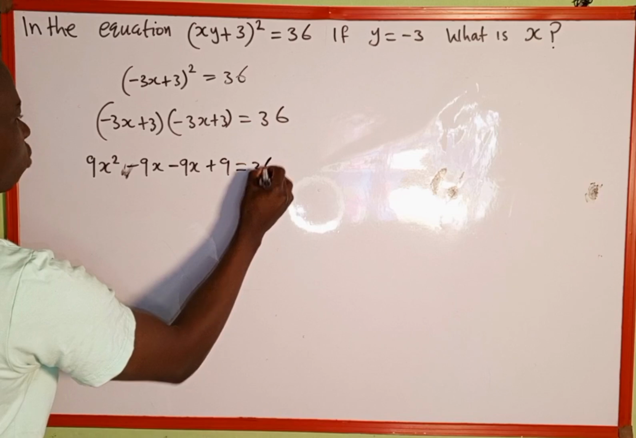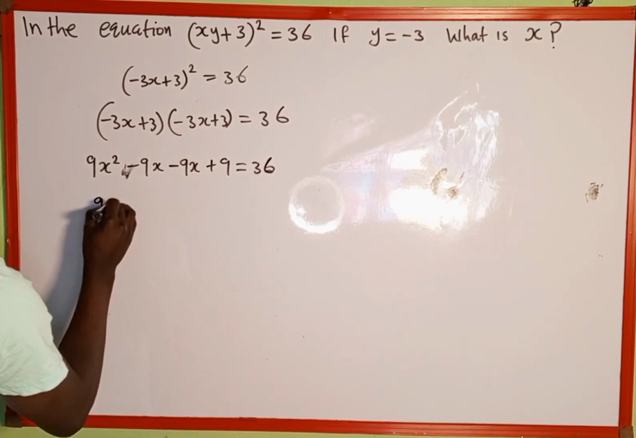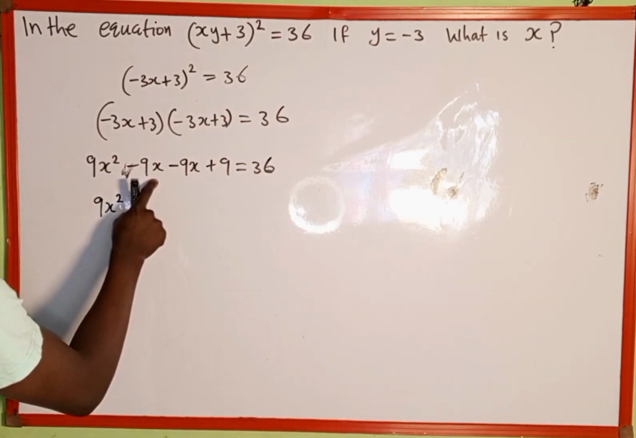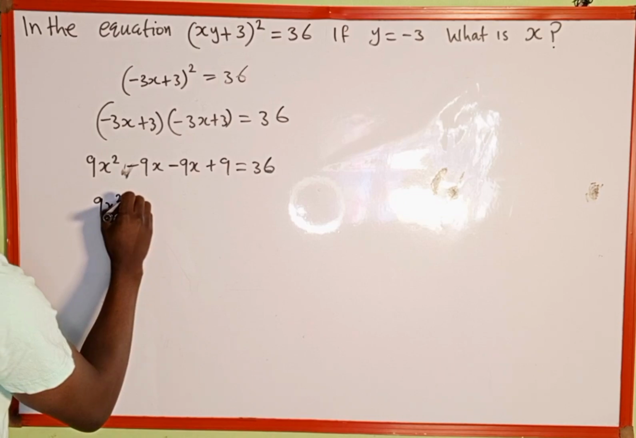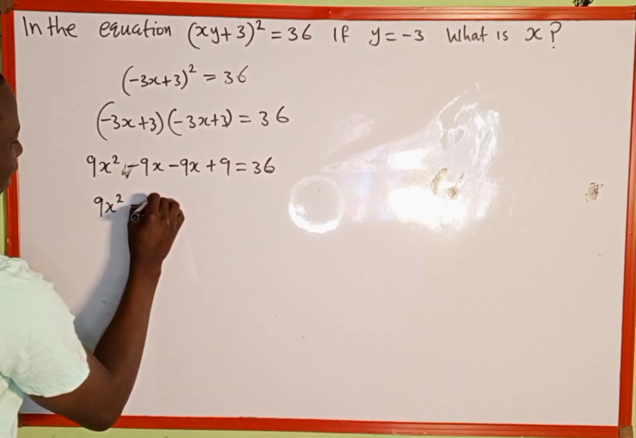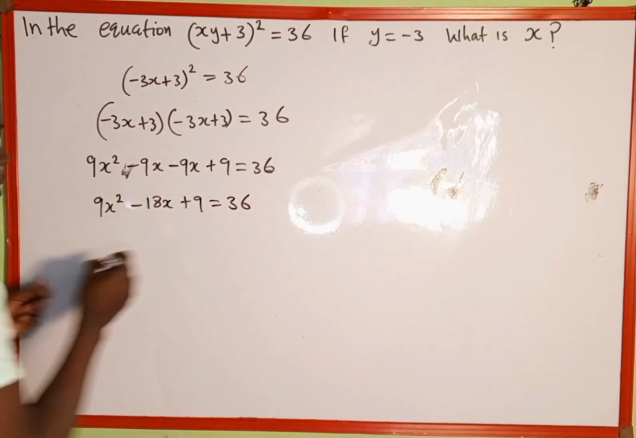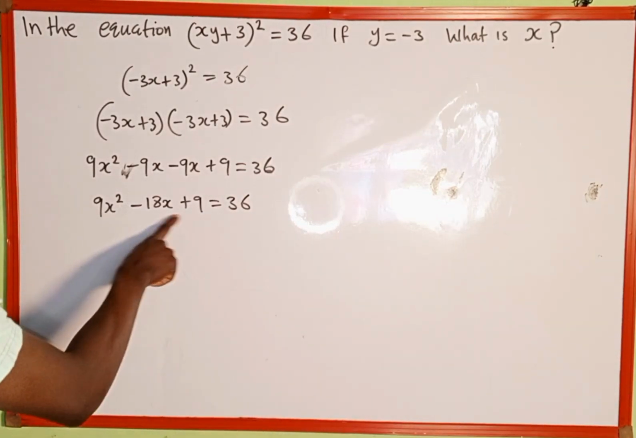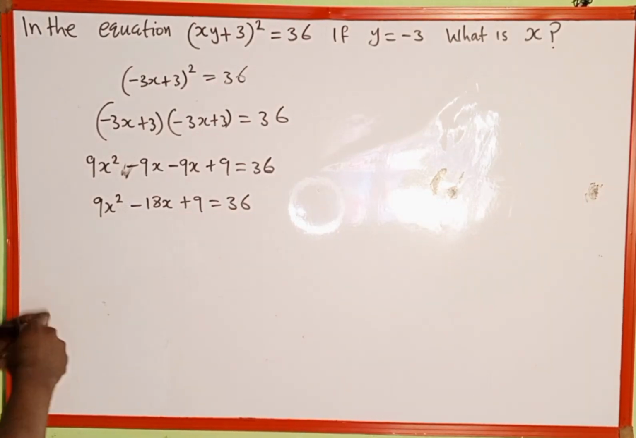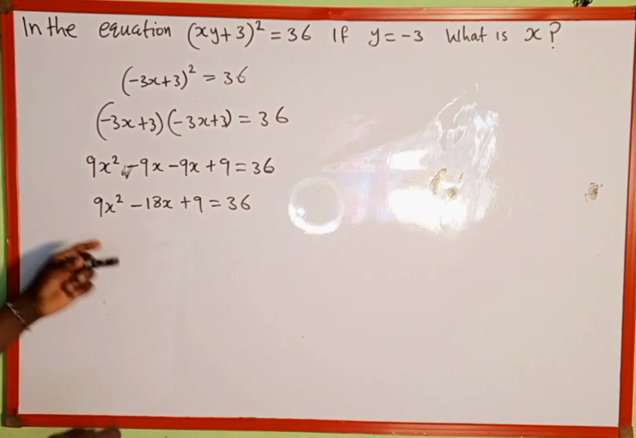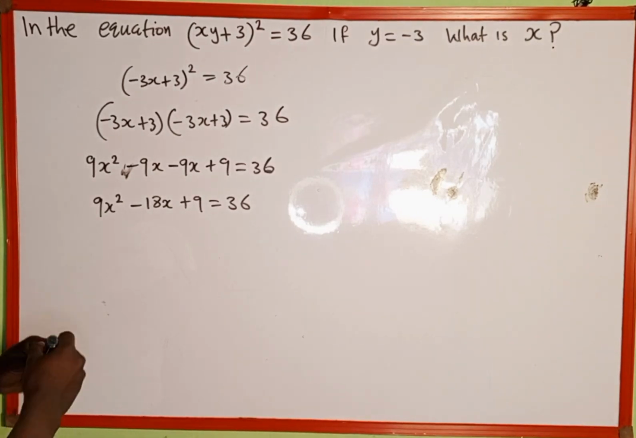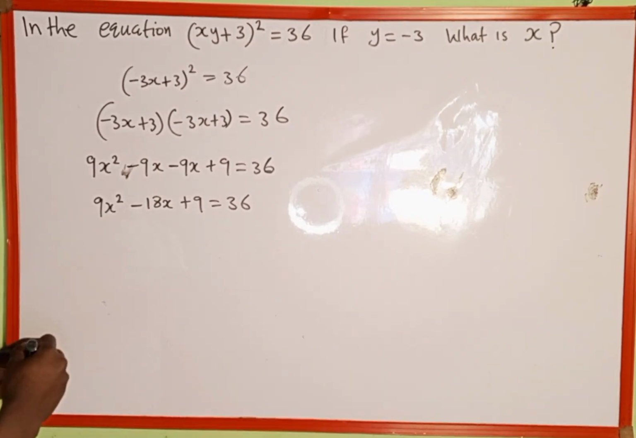So now we are going to combine the like terms. We have 9x squared here. Negative 9x and negative 9x give us negative 18x, then plus 9, which is equal to 36. What do you notice here? 9, 18, 9, and 36. So 9 can go into all these numbers. So we're going to divide through by 9 to reduce the numbers in this equation.